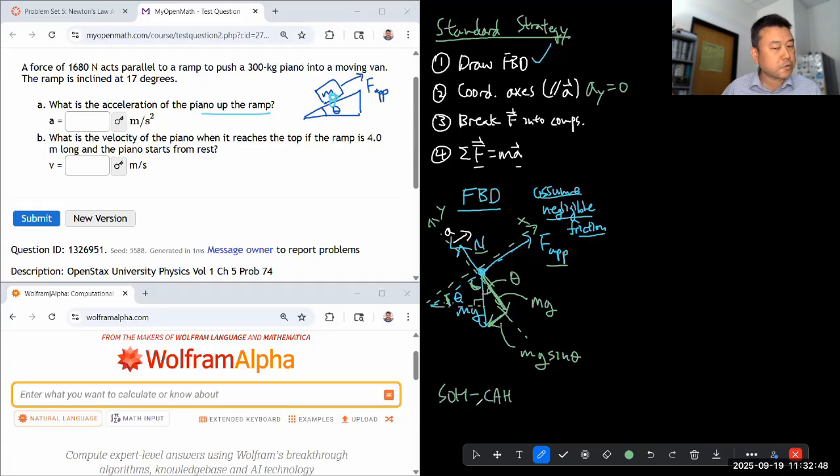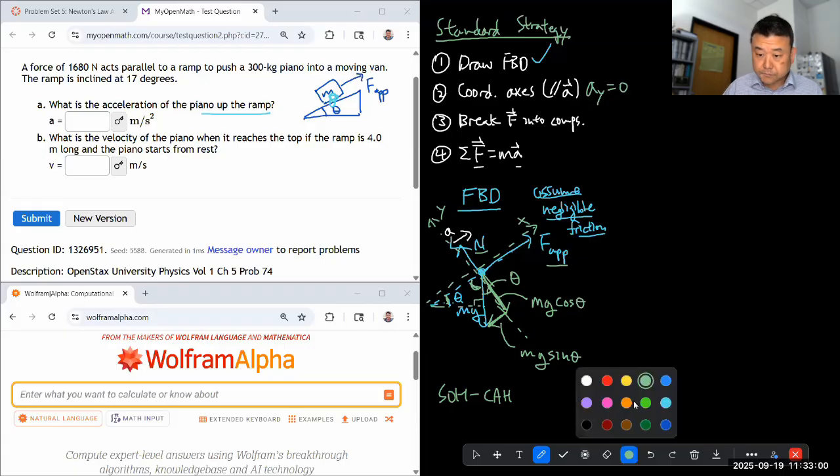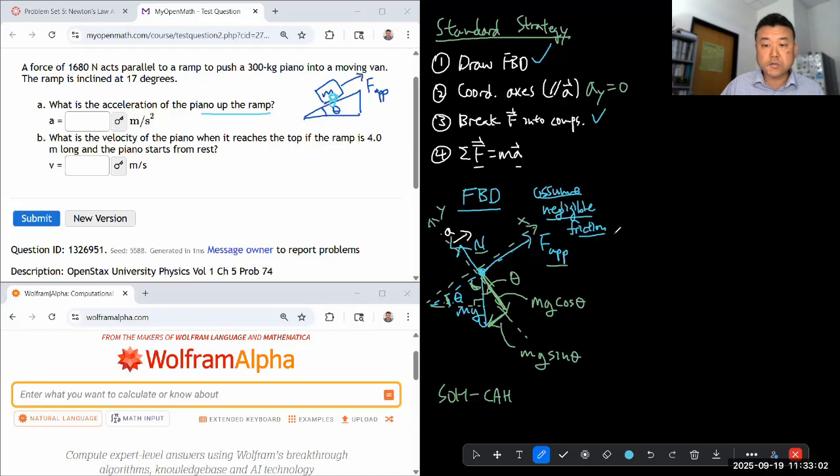I don't need to use TOA this time. Sine is opposite over hypotenuse. And this is the adjacent side, so this should be mg cosine theta. So that's my step number 3. I broke the force into components once that I have to.